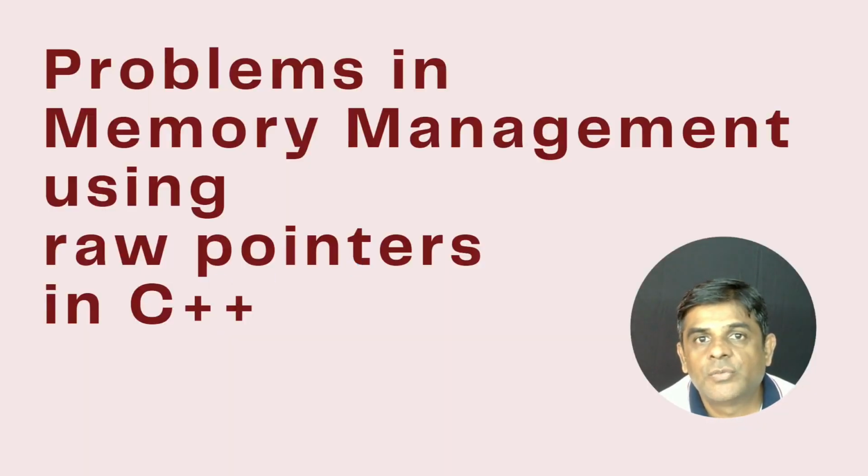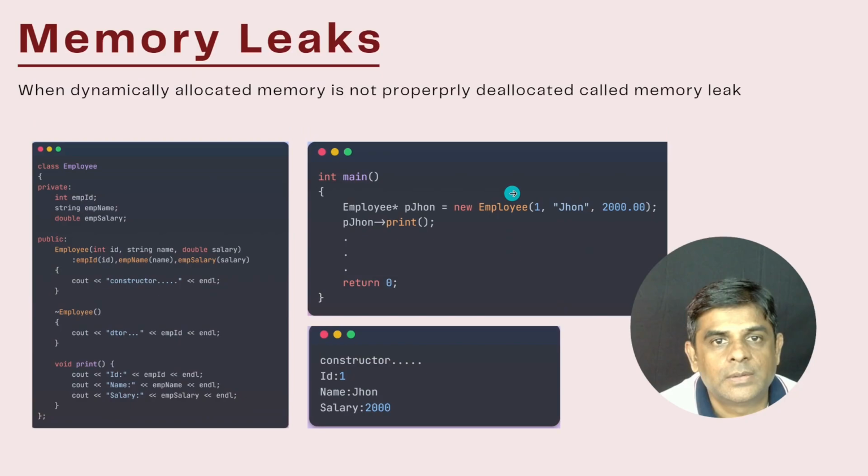Let's first discuss a few problems of raw pointers in C++. The first problem is the memory leak. That means when we dynamically allocate memory which is not properly deallocated, that is called a memory leak.